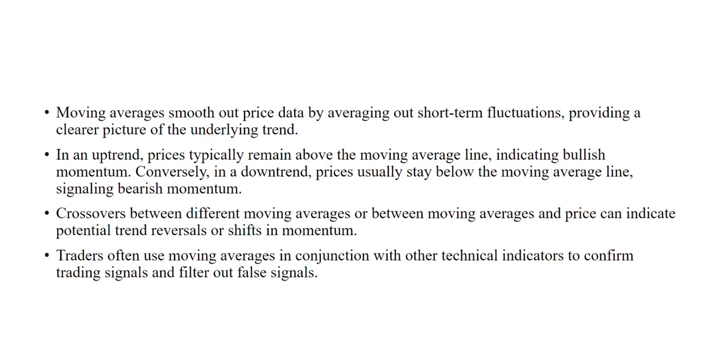In an uptrend, prices are going to typically remain above the moving average line, indicating bullish momentum. And the opposite of that, as we know, in a downtrend, prices usually stay below the moving average line, signaling bearish momentum. Crossovers between different moving averages or between moving averages and price can indicate potential trend reversals or shifts in momentum.